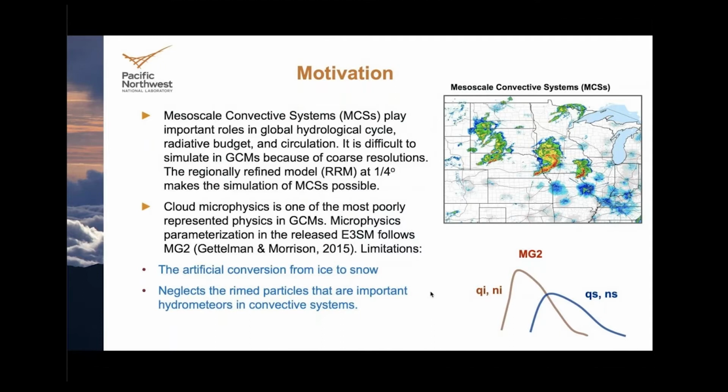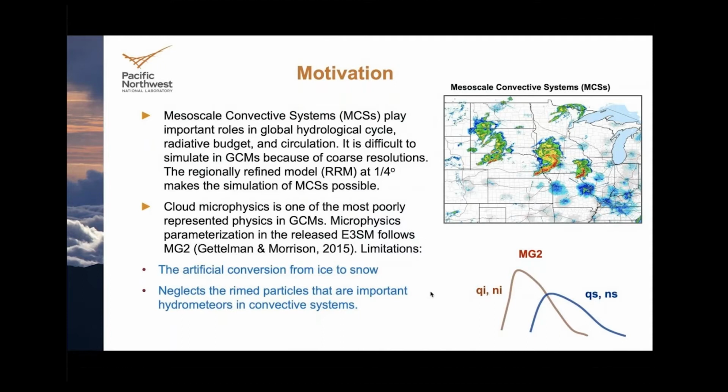And cloud microphysics is one of the most poorly represented processes in GCMs. It can affect MCS simulations a lot at high resolution, such as CRM or CPM scale. The microphysical parameterizations in the released E3SM follow MG2. There are two significant limitations.